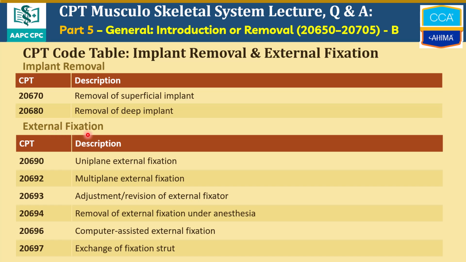Regarding external fixation, it starts with 20690 and ends with 20697. It goes like this. Uniplane external fixation, then multiplane external fixation, then adjustment or revision of external fixator, then removal of external fixation under anesthesia, then computer assisted external fixation, finally exchange of fixation strut. This is the code description.